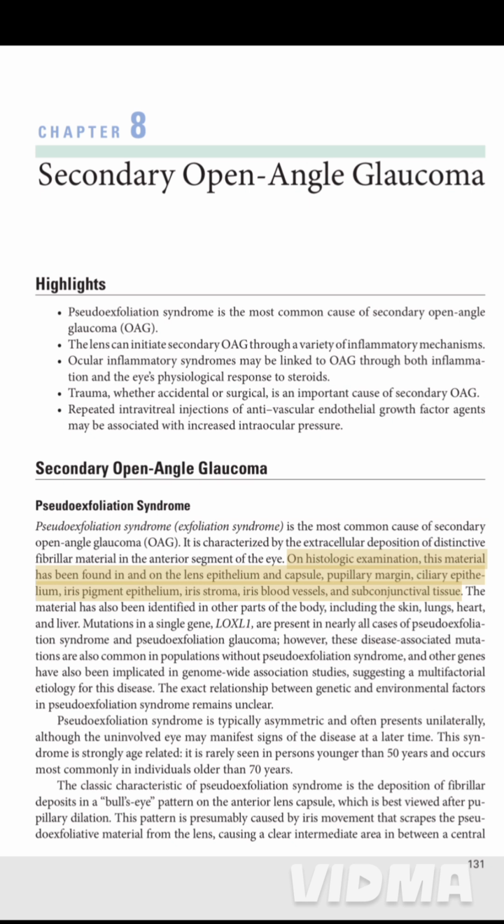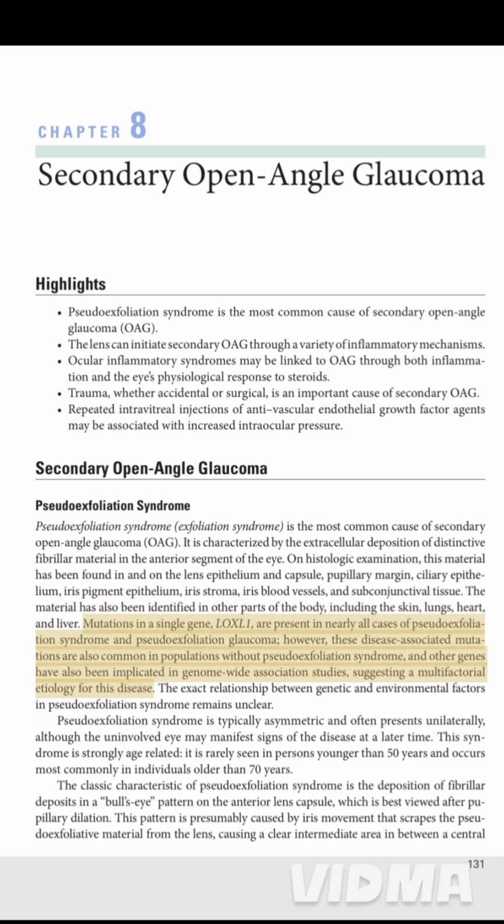On histologic examination, this material has been found in and on the lens epithelium and capsule, pupillary margin, ciliary epithelium, iris pigment epithelium, iris stroma, iris blood vessels, and subconjunctival tissue. The material has also been identified in other parts of the body, including the skin, lungs, heart, and liver.